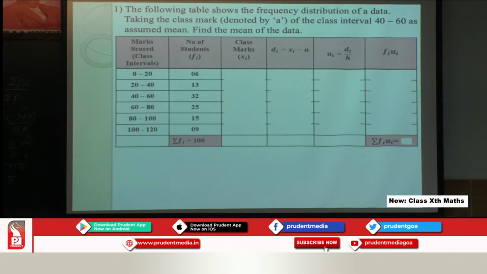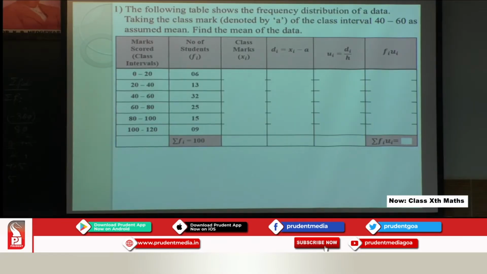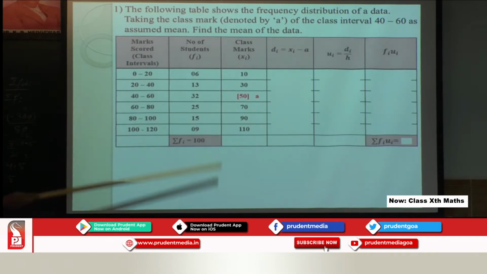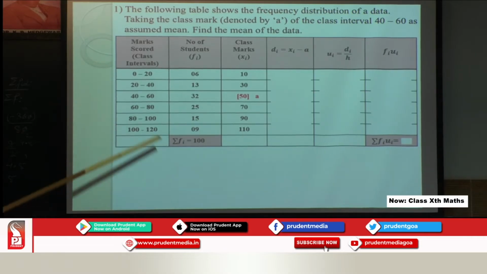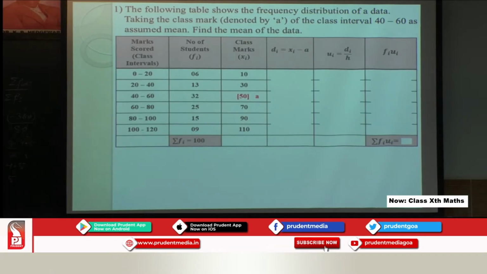So summation fi is 100. It was not given in the question, so you have to add all the numbers, and we got summation fi is 100. The second is we find the class mark. You know how to find it again. Just to tell you again, add the upper limit and lower limit, that is 0 plus 20, lower limit is 0, upper limit is 20. So 0 plus 20 divided by 2, 10. Same way 20 to 40, 30; 40 to 60, 50; 60 to 80, 70; 80 to 100 is 90; and 100 to 120 is 110.